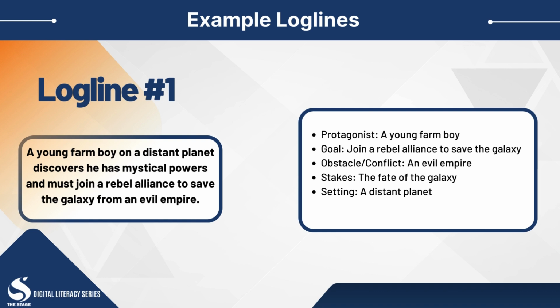So let's break this down. A young farm boy, that's our protagonist there. He's the hero. And we know that he is on a distant planet. That's the setting that provides that extra context, right? Now, he discovers he has mystical powers and must join a rebel alliance to save the galaxy from an evil empire. So, what's the goal? To join a rebel alliance to save the galaxy.